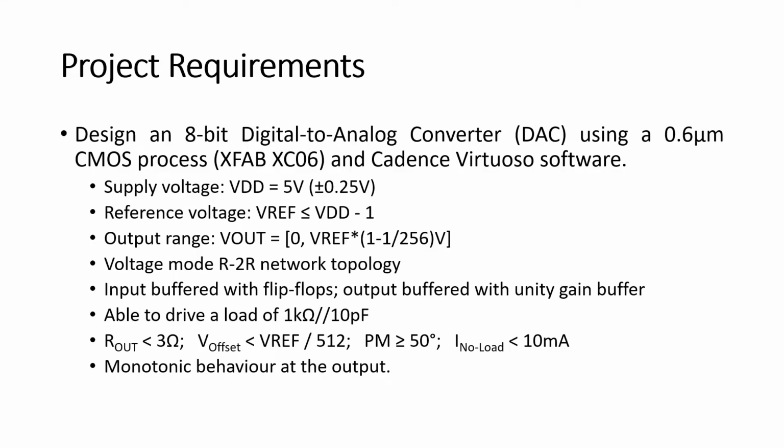Throughout this video, I will go through the project requirements, followed by the design steps that I followed to complete the project. The project requirements are given below. The digital to analog converter is designed using a 0.6 micron CMOS process and the Cadence Virtuoso design software. It uses a voltage mode R2R network topology. Its inputs are buffered with flip-flops while the output is buffered with an op-amp in unity gain buffer configuration. And most importantly, it displays monotonic behavior at its output.